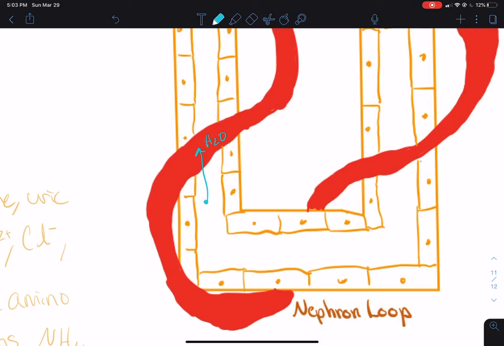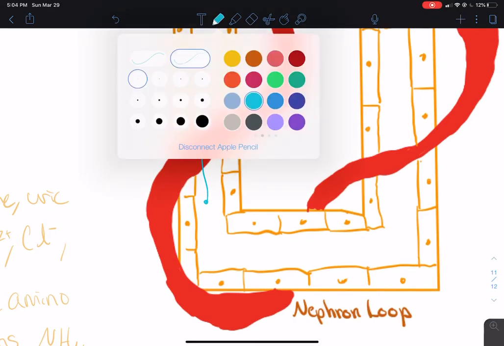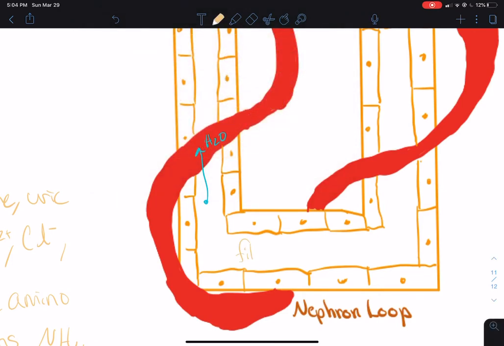So all along the descending limb of the nephron loop, by the time we get to the bottom, we don't have a lot of water. We have some remaining solutes, which means we have a relatively high solute concentration. So our filtrate at this point is a really high solute concentration. And that's what the brackets mean.